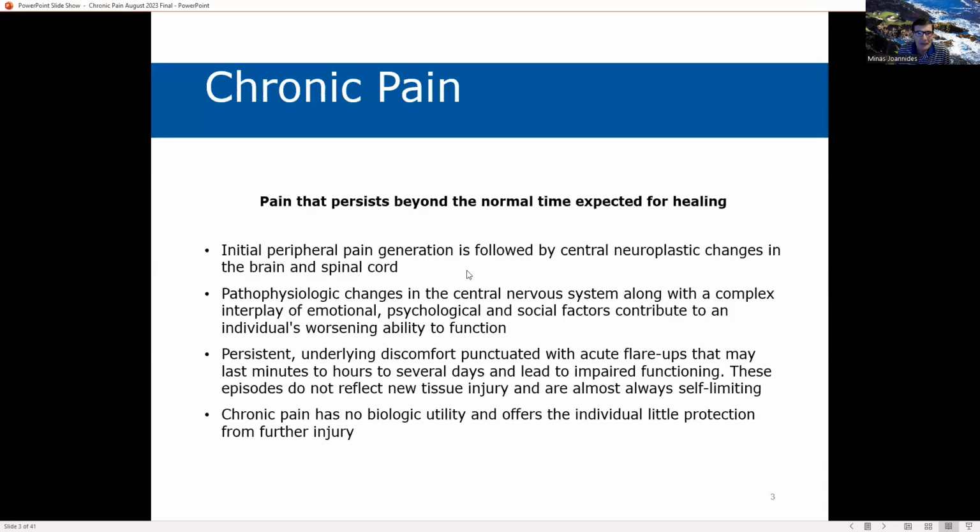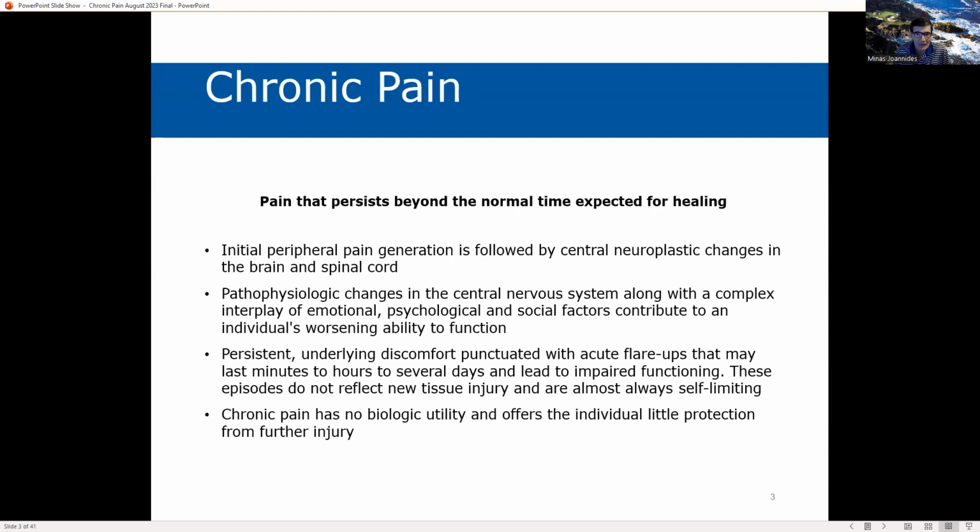We want to contrast that with chronic pain, which is pain that persists beyond the normal time expected for healing, and it's caused by central neuroplastic changes in the brain and spinal cord. So there are actual changes in the central nervous system, along with a complex interplay of emotional, psychological, and social factors that contribute to an individual's worsening ability to function, and it affects their life.